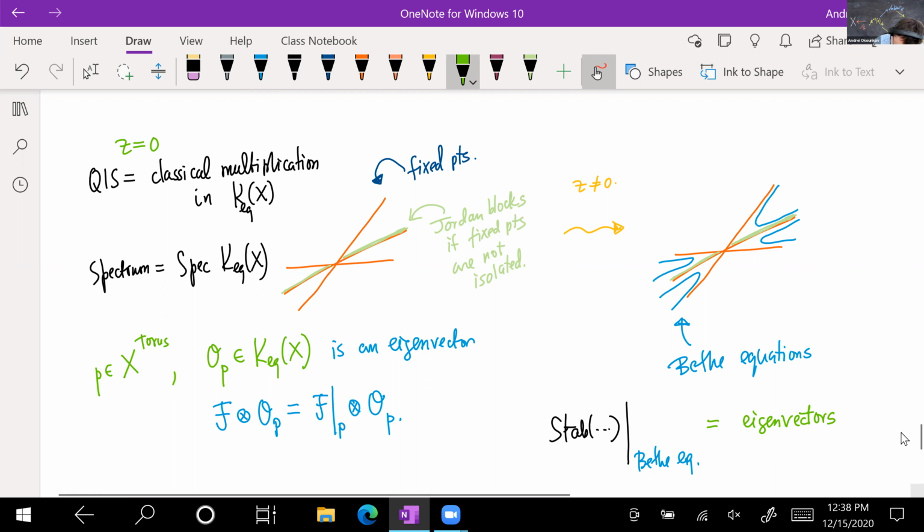Then each component will correspond. Each component may or may not be a point. If it's not a point, it's a Jordan block. If it is a point, well, it's a point.